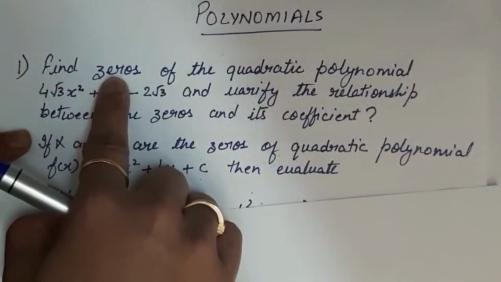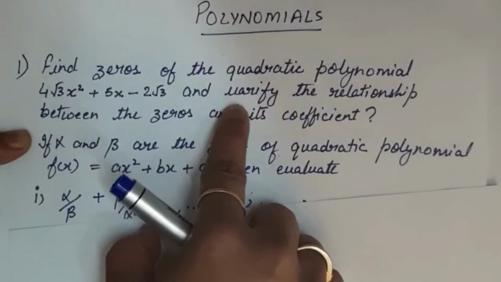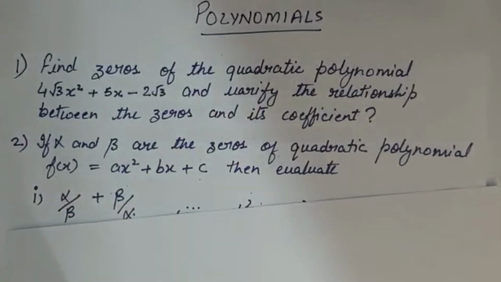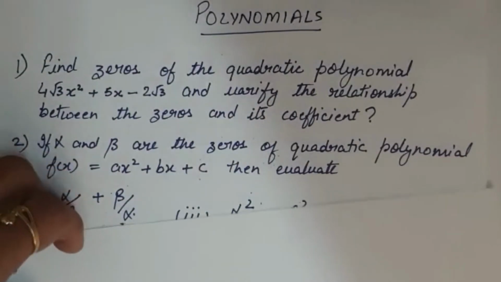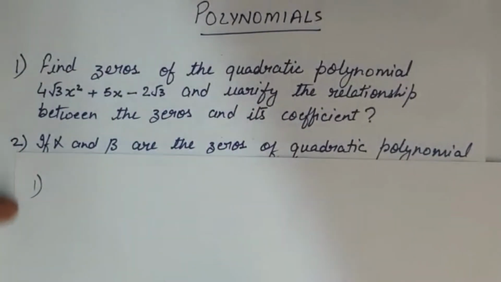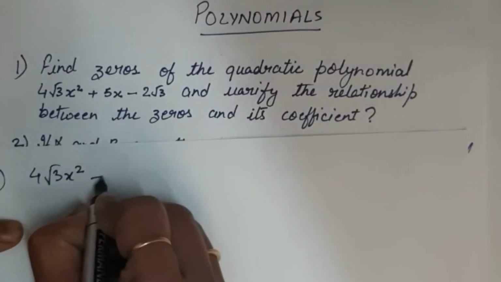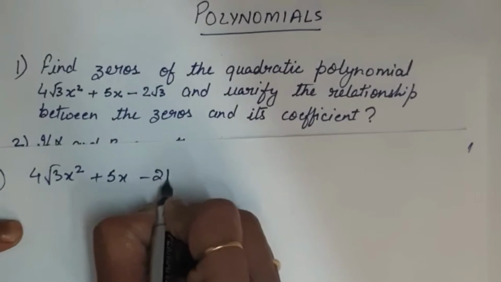First of all, we have to find the zeros, and second, we have to verify them. Verify means we have to prove LHS is equal to RHS, meaning we have to prove the two conditions or two equations equal to each other. Now how will we do this? First question, what is the equation here? 4√3x² + 5x − 2√3.